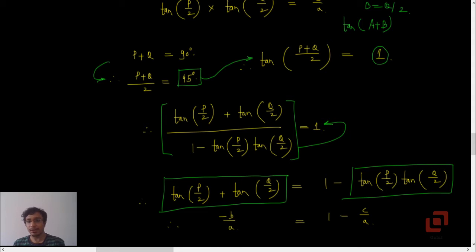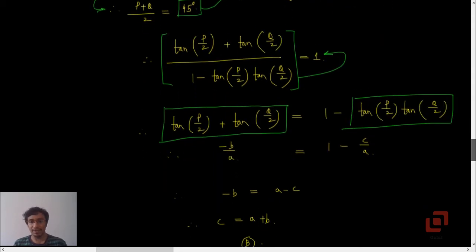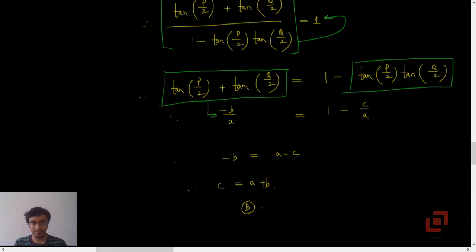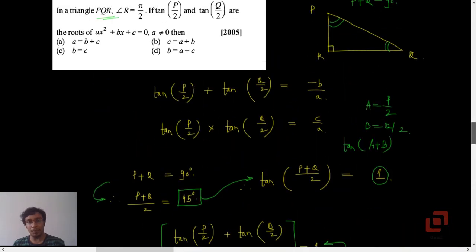Now what is the sum of the roots of the quadratic equation? Minus b upon a. Yes. What is the product? c upon a. So we have got minus b upon a equal to 1 minus c upon a. Because a is not equal to 0, we can multiply the entire equation by a. So minus b by a will become minus b, 1 will become a, c by a will become c. Shift b to the other side, so it will be a plus b. Shift c to this side, so we'll get the relation as c equal to a plus b, and this is in the option B.